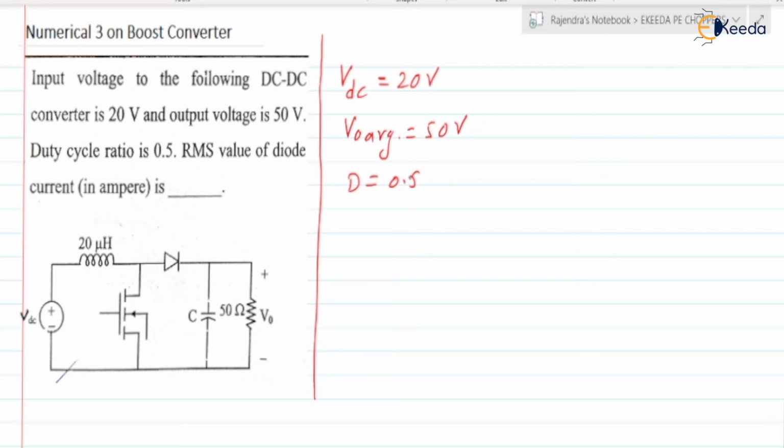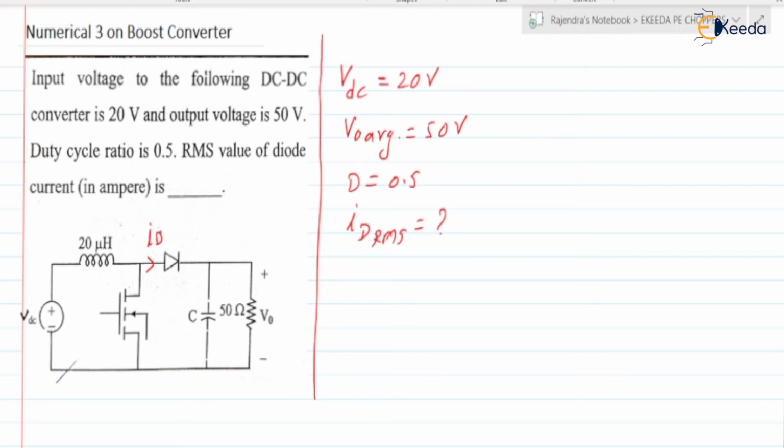Our task is to find the RMS value of the diode current. Let us consider it as ID. ID RMS we need to find. So ID means which current? Yes, this diode current is nothing but the ID. We need to find the RMS value of this current.